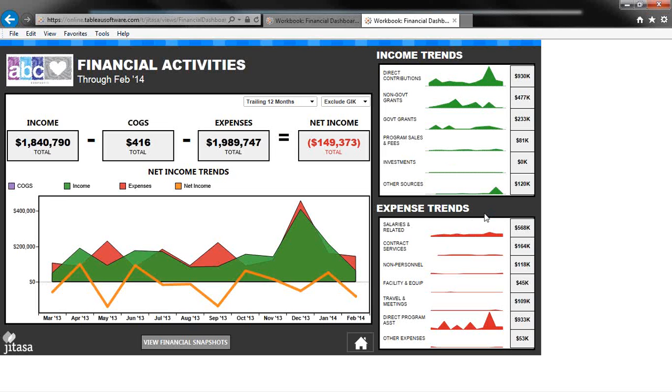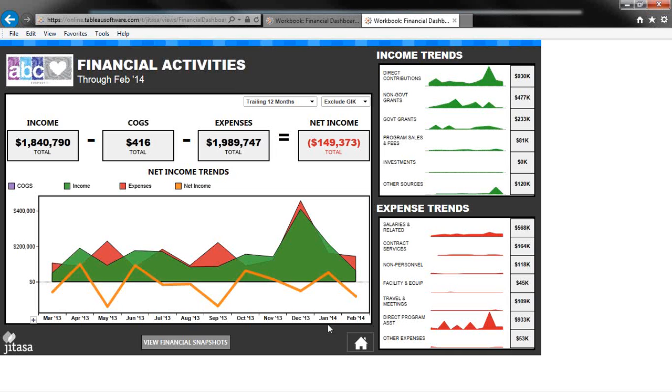At the same time, we have expense trends right below. And so now you see what's taking place on the red in the picture on the left, and you see how salaries, contract services, non-personnel, facilities, travel and meetings, direct program assistance, and other expenses are driving the expense trends. And you can see here that salaries and related are a pretty significant piece of the expense, but there's relatively little fluctuation in that. They probably have pretty consistent staffing across the time period, but most of the fluctuation comes from direct program assistance. So again, it gives you a quick eye as to what's taking place. And then the next step, which we'll talk about again later, is diving into that example and finding out, okay, what is driving those fluctuations in the direct program assistance?